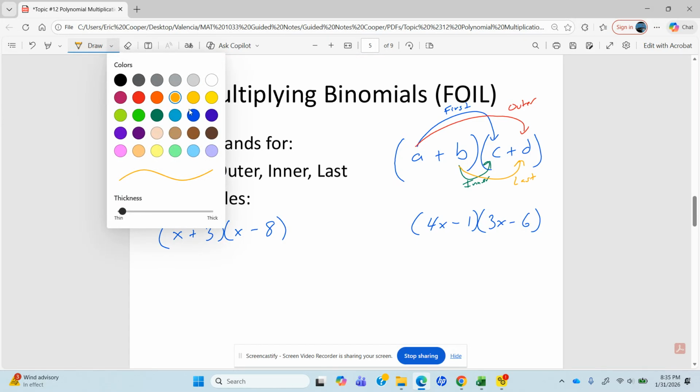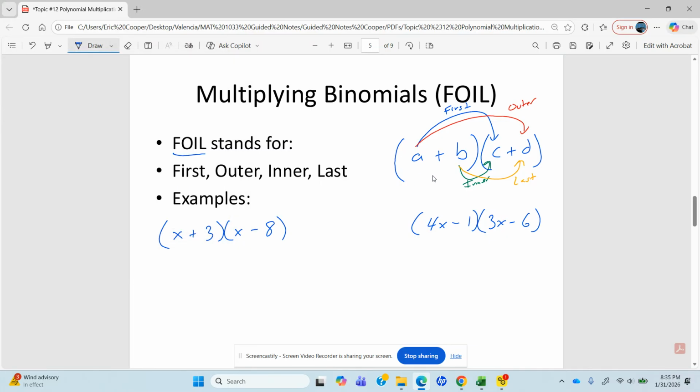So if you really take a look, we're just making sure everything in the first binomial gets multiplied by everything in the second binomial. When we're done multiplying, we'll go through and see if we have any like terms to combine at the end.